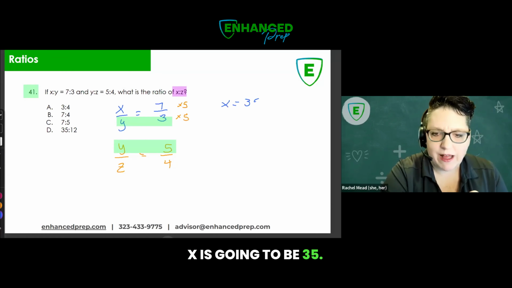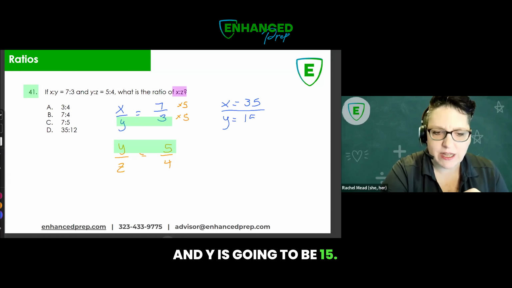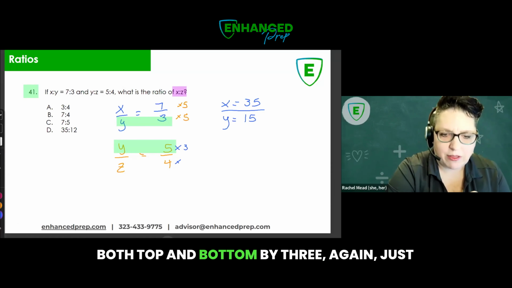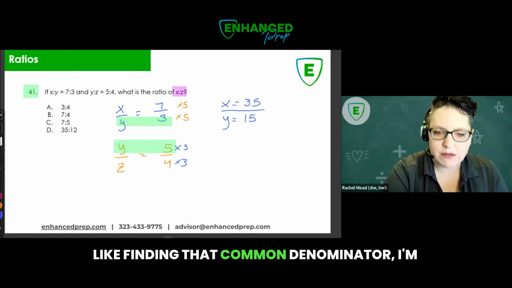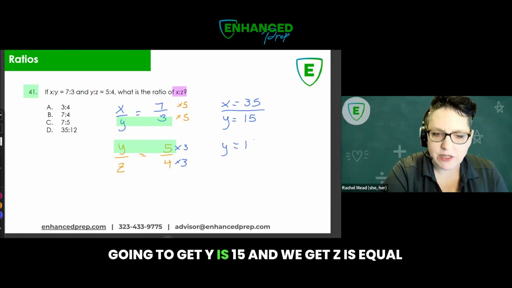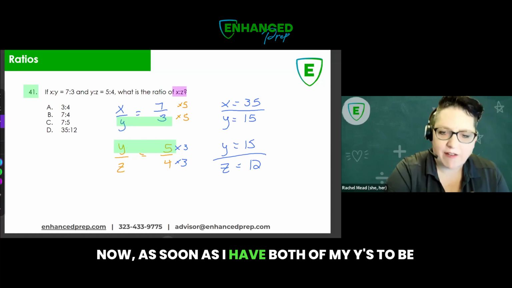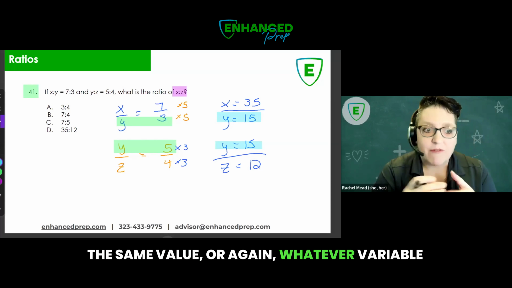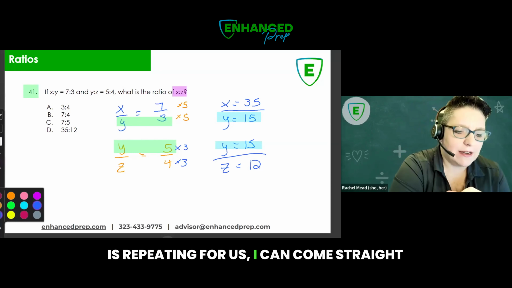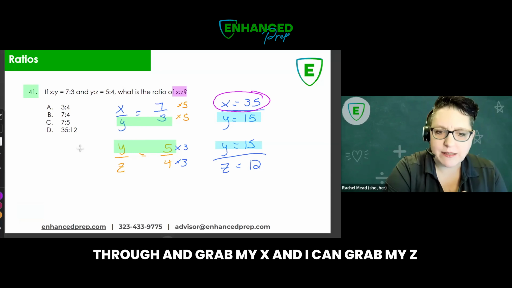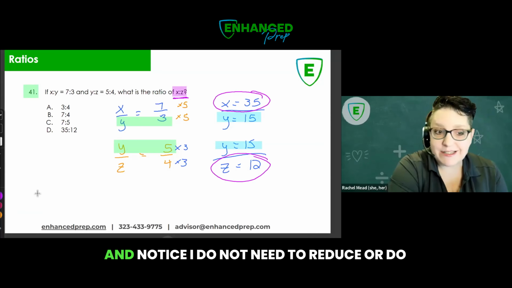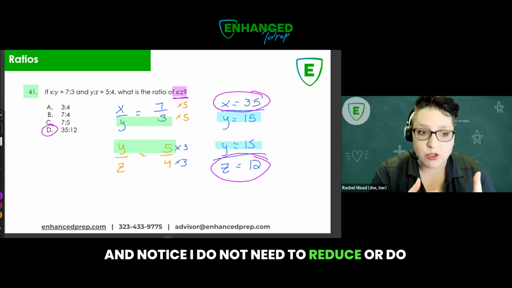x is going to be 35 and y is going to be 15. Now down here on the bottom, if I multiply both top and bottom by 3, again, just like finding that common denominator, I'm going to get y is 15 and z is equal to 12. As soon as I have both of my y's be the same value, or again, whatever variable is repeating for us, I can come straight through and grab my x and my z, and I need to make sure I put those in the right order. And notice I do not need to reduce or do anything else.